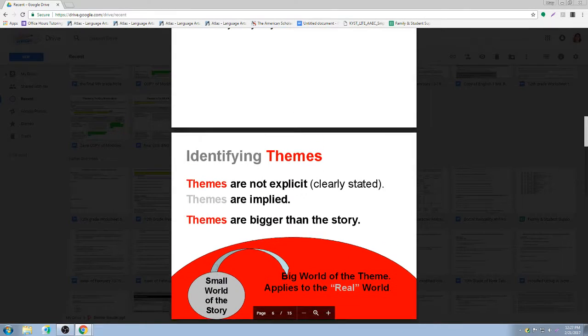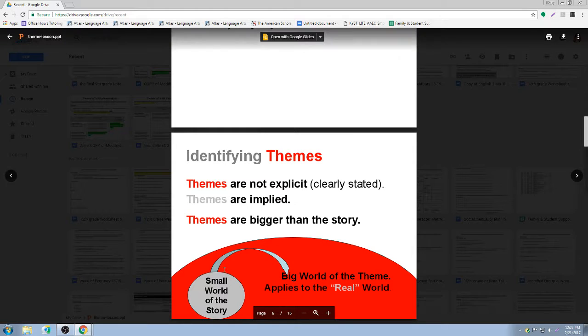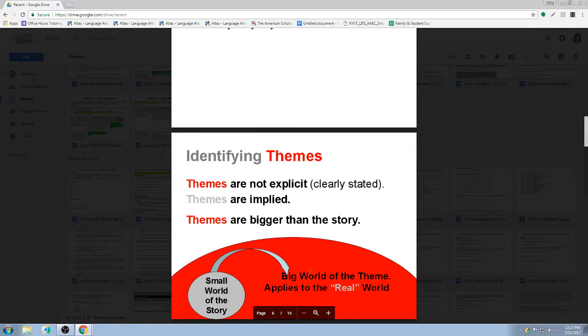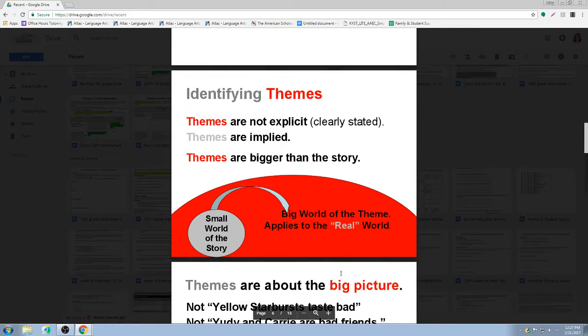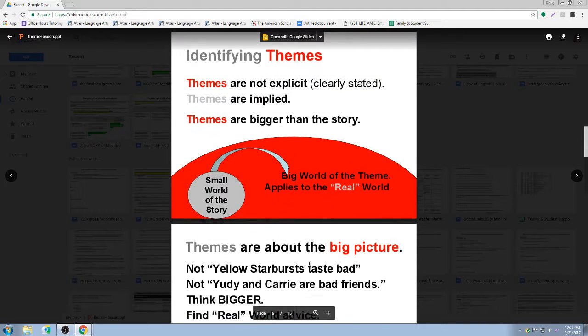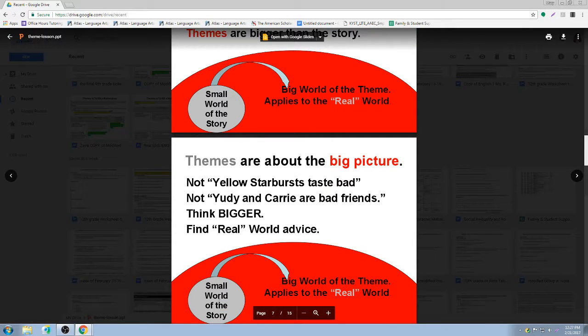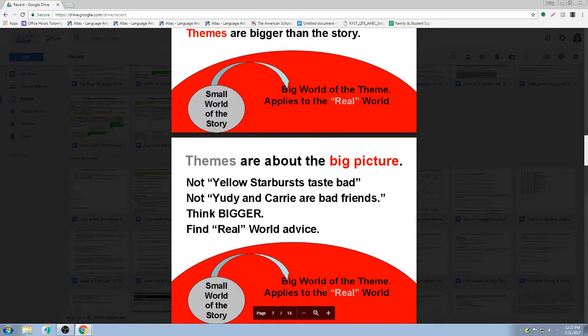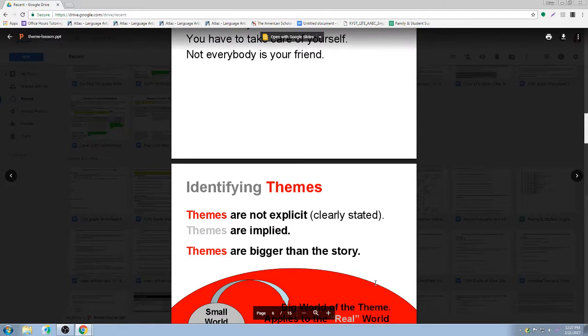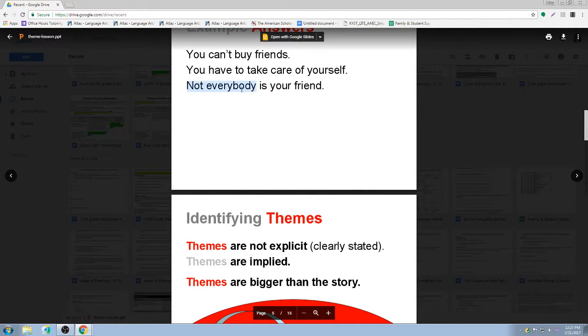So you have this little tiny story about Jenny and Starburst right here, but the theme, the big world of theme, applies to the real world. Themes are about the big picture, not "yellow Starburst tastes bad," not "Judy and Carrie are bad friends." Think bigger, find real world advice. So, little tiny story, big world of the theme applies to the real world. I'm just choosing this particular theme for this. There are three of them you could use, but I'm choosing this one. This applies to the real world, correct?